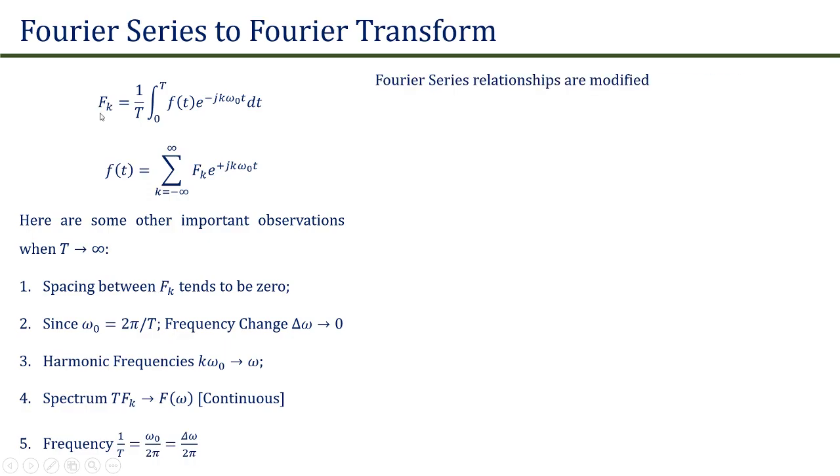Accordingly, the Fourier series expression for F_k can be rewritten as T·F_k = integral from 0 to T f(t) e^(-jkω₀t) dt. If we put T·F_k as F(ω) and kω₀ as ω, then this relationship will be modified as F(ω) = integral from minus infinity to plus infinity, as T tends to infinity, f(t) e^(-jωt) dt. This is the expression for the determination of the Fourier transform for an aperiodic signal f(t).